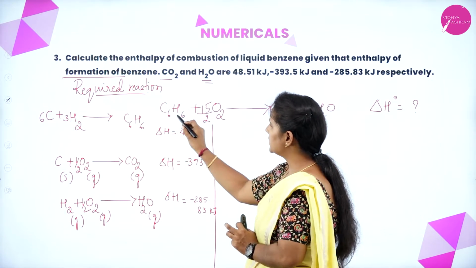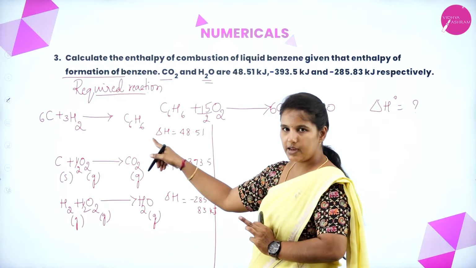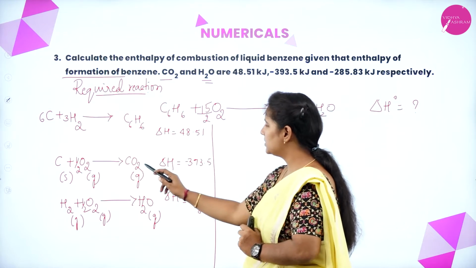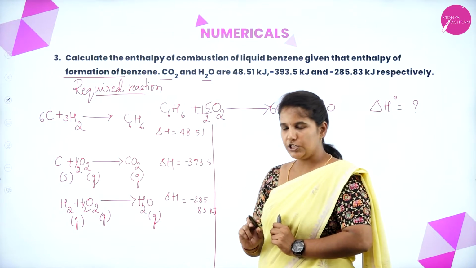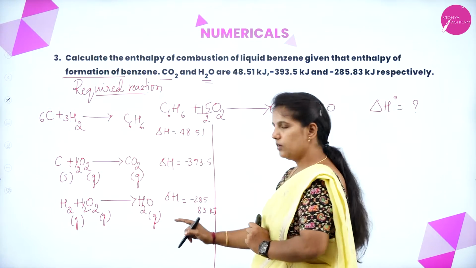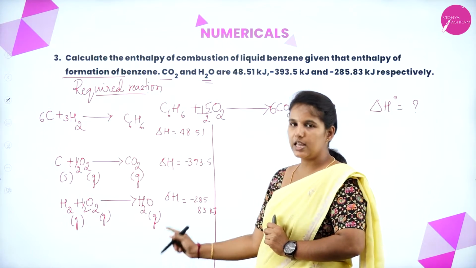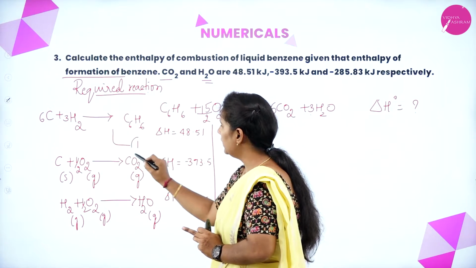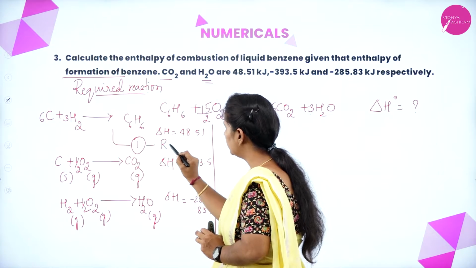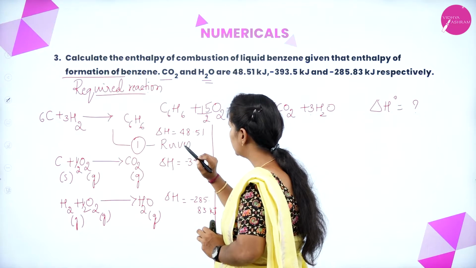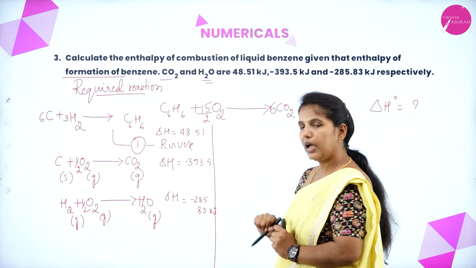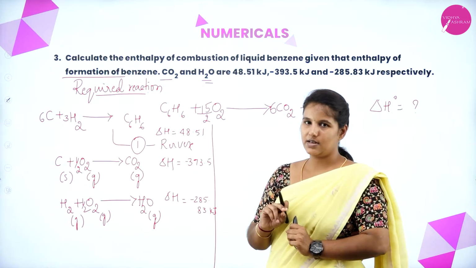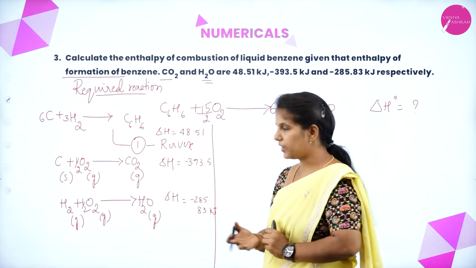Now if you see this reaction, what is my required reaction? I want the benzene. Correct, no? So it is there in equation 1. And also I want the carbon dioxide, which is there in equation 2. Similarly, I want the water molecule, which is there in equation 3. So now I'll take up equation 1 and I'll reverse it. Why will I reverse? Because I want the benzene on the reactant side. That is why I am reversing this reaction.